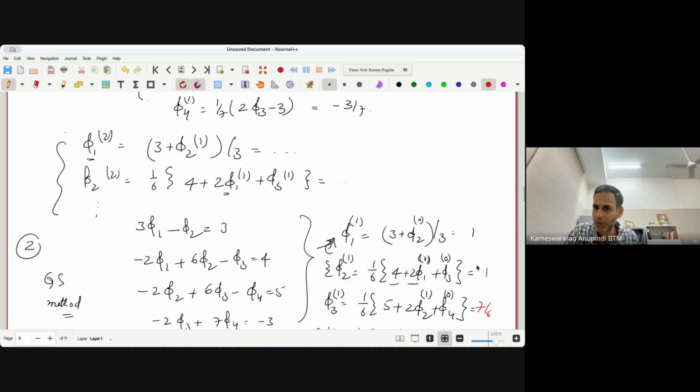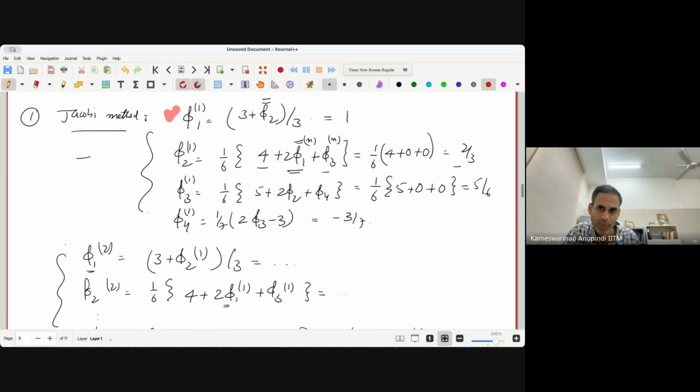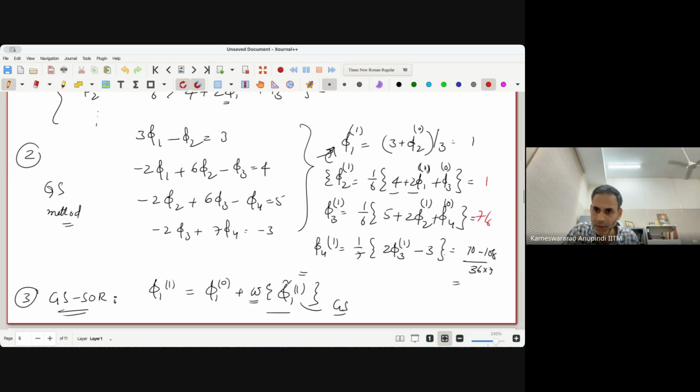But you see that the solution is already different. We got 1, 1, 7 by 6, but here it came out to be 1, 2 by 3, 5 by 6, something. Then this will also change. Because we're going to use 2 times Phi3 at 1, this will be 7 by 6 minus 3. It will be some minus value. Oh, no, not minus, it will still be 14 by minus 18, minus 4 by 7 or something you will get. Fine, this is correct. Thank you for correcting.